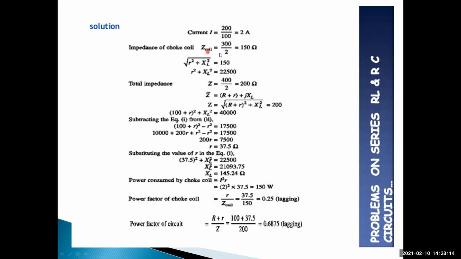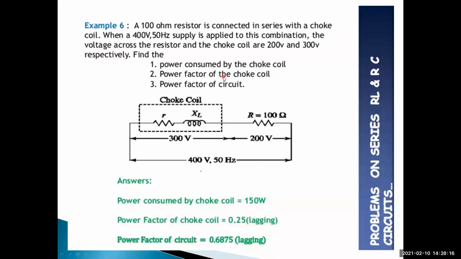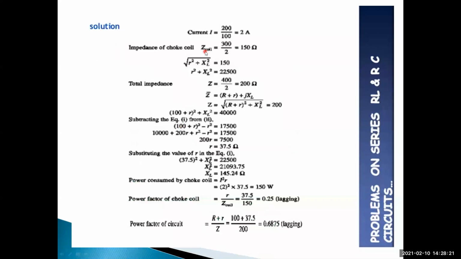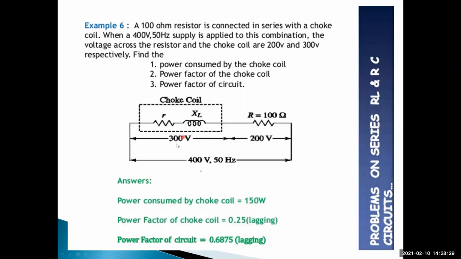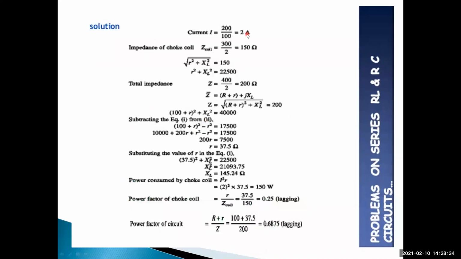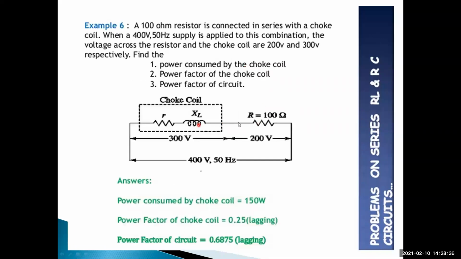The impedance of the choke coil is Z is equal to V by I. We know the voltage across the choke coil and the current flowing through it is 2 amps, because the two are connected in series. By using this relation, we can find the impedance.